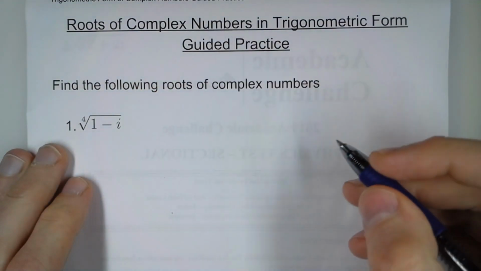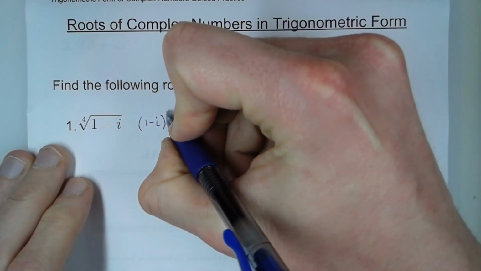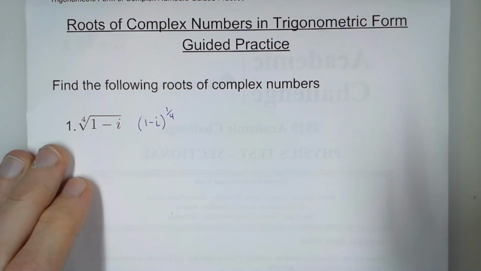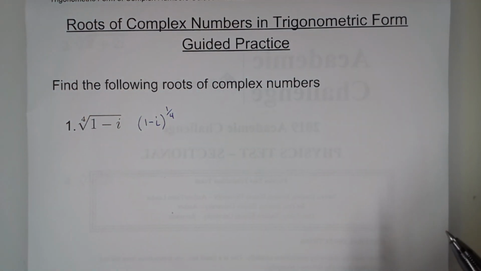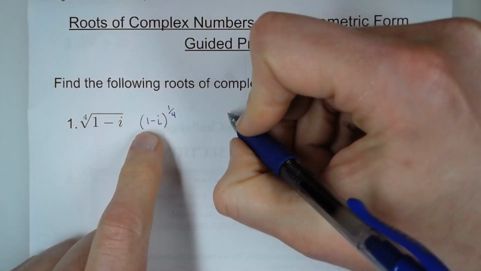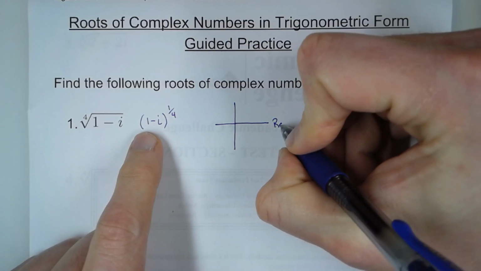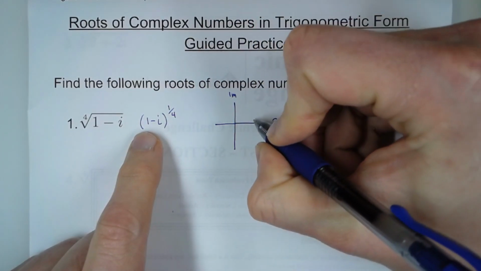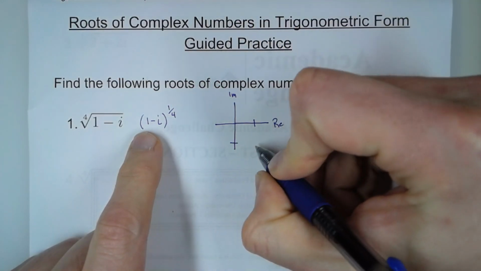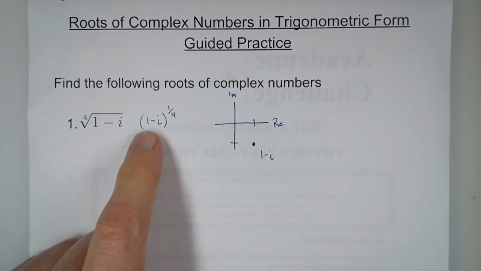So this right here, I want to find the fourth root of 1 minus i. Well, that's the same as raising 1 minus i to the 1/4 power. So, like we did in the last video, we need to put this into trigonometric form. So when I write this, I've got the real axis and the imaginary. So I'm going to go 1 to the right and 1 down. And so here is 1 minus i.